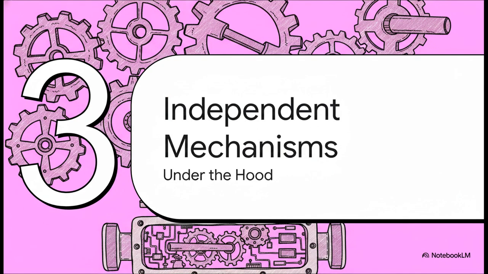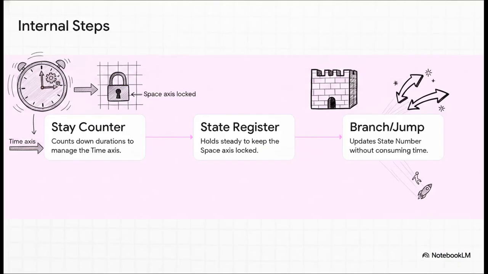Let's peek under the hood in Section 3, independently operating mechanisms. So, how does this actually work mechanically? It's basically a simple three-step dance. Step 1, you have a state counter that counts down durations. That handles the time axis. Step 2, while that clock is ticking down, the state number register holds perfectly steady. It doesn't shift just because time is passing. That's your space axis staying locked. And Step 3, when a branch or jump instruction executes, it updates the state number. It shifts space without inherently consuming any extra time. It's a beautifully decoupled internal mechanism.